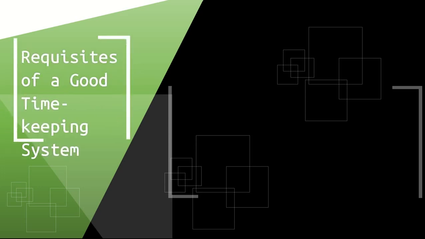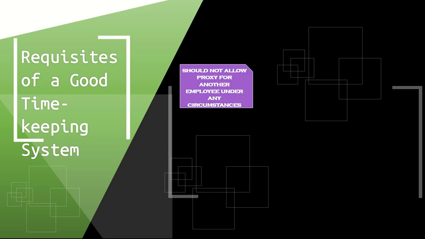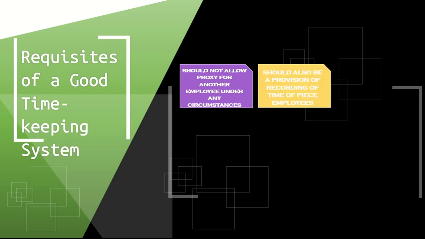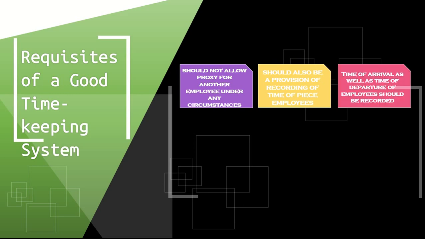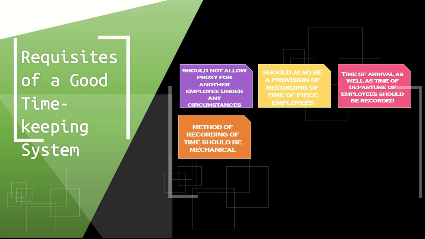Requisites of a good timekeeping system. A good timekeeping system should have the following requisites. 1. The system of timekeeping should be such that it does not allow proxy for another employee under any circumstances. 2. There should also be a provision for recording the time of piece-rate employees so that regular attendance and discipline may be maintained. This is necessary to maintain uniformity of flow of production. 3. Time of arrival as well as time of departure of employees should be recorded so that total time of employees may be recorded and wages may be calculated accordingly. 4. As far as possible, the method of recording time should be mechanical so that chances of disputes regarding time may not arise between employees and the timekeeper.